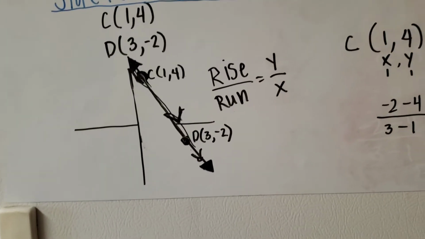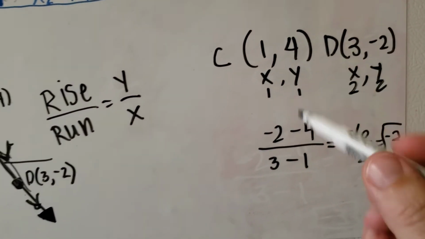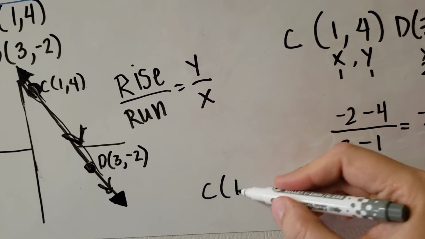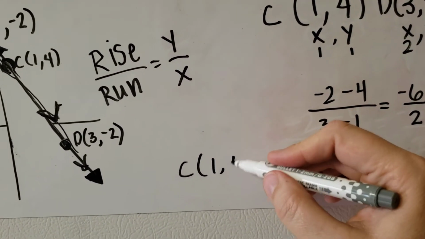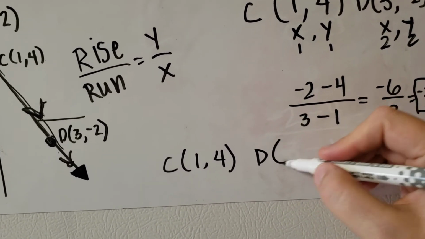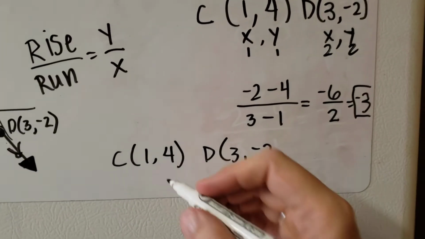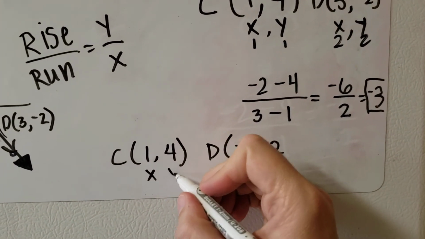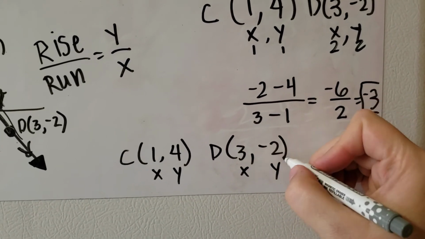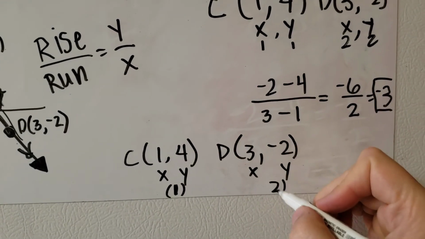Now on the bottom, they're going to give you just the points like this. Okay, so I'll run through it with you one more time without the graph. So we have C is 1 and 4, and then point D is 3 and -2. Knowing again that this is my X and this is my Y coordinate, this is my X and this is my Y coordinate. These are all of my 1 values and these are my 2 values, okay?